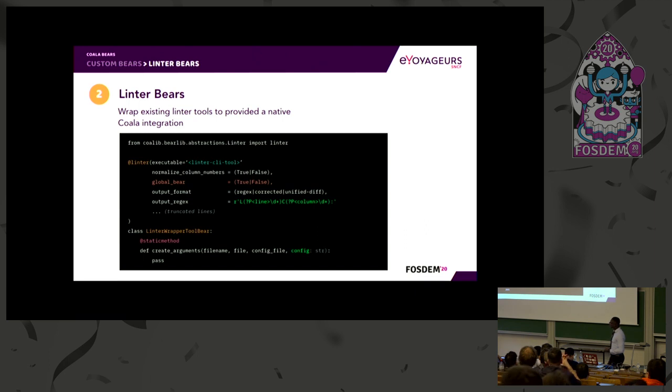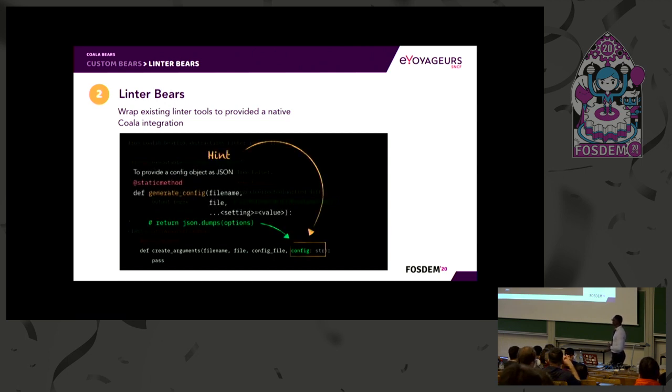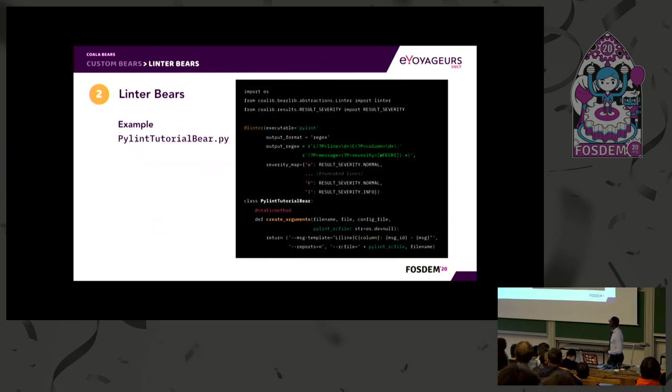The particularity there is that the linter bill has to implement the create arguments. That's how you pass arguments to your executable. We'll see an example. And you have also the way to provide a configuration. If you have a tool with a highly configurable file, you can just do everything in the generate config, produce the JSON you need to execute your tools, and it will be injected in the create arguments after that. Let's see an example to see how it works.